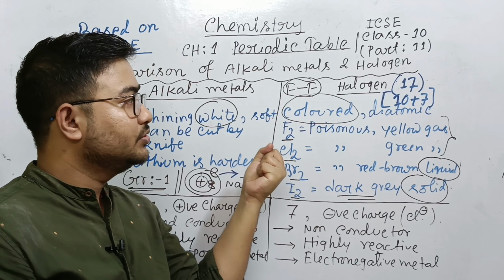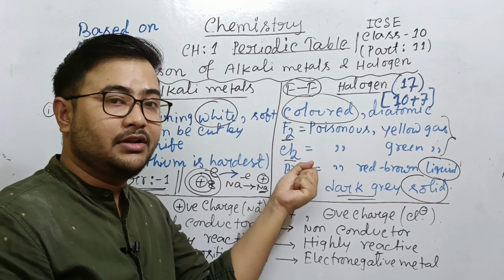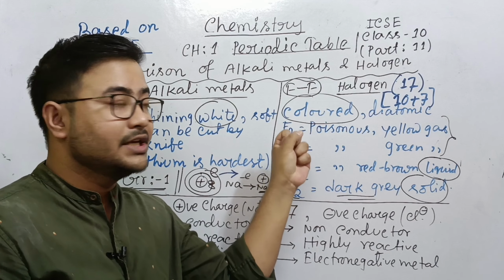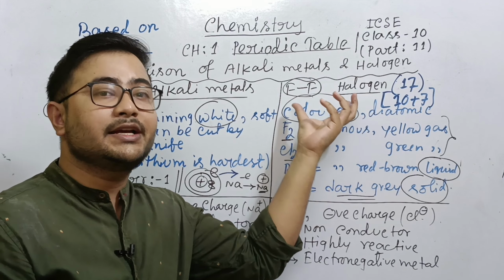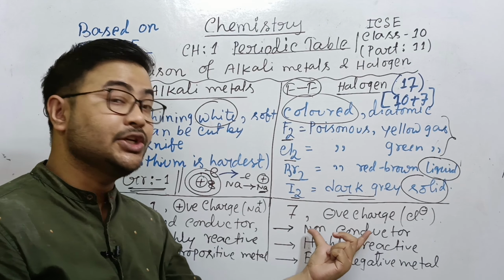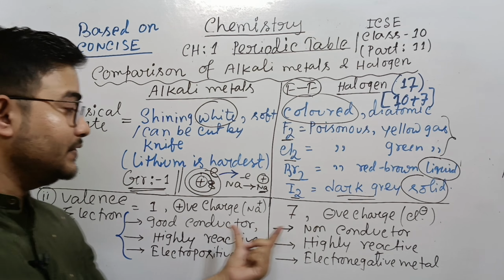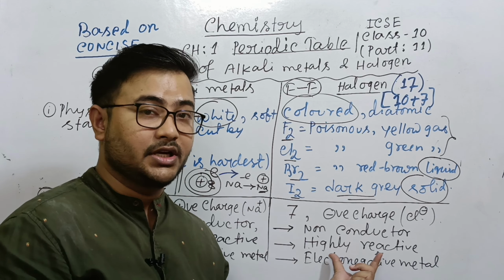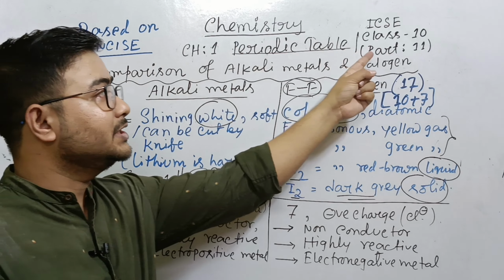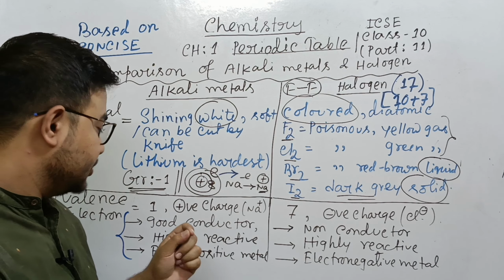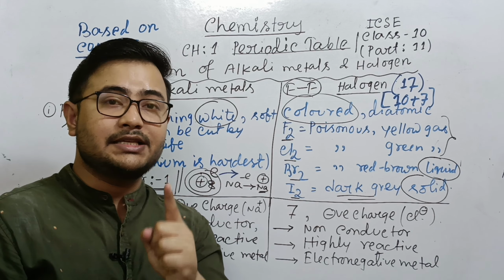So there are no electrons available. Here electrons are available. Why? Because it loses but it gains. So since here no loose electrons are available, it is a non-conductor. Now it is highly reactive. It is also highly reactive. If you cover the previous part, I am definitely sure you can tell this answer.